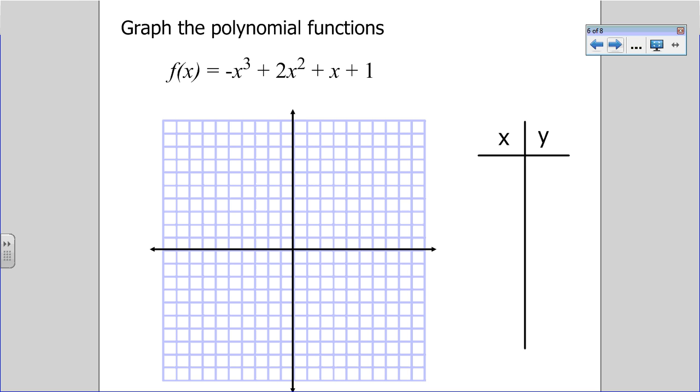We want you to graph this polynomial function. So you guys are going to go to your calculator, and you're going to type in negative x to the 3rd plus 2x squared plus x plus 1. So you guys should have your graphing calculators already, correct? So start typing it in there. I got to get mine out of my bag.